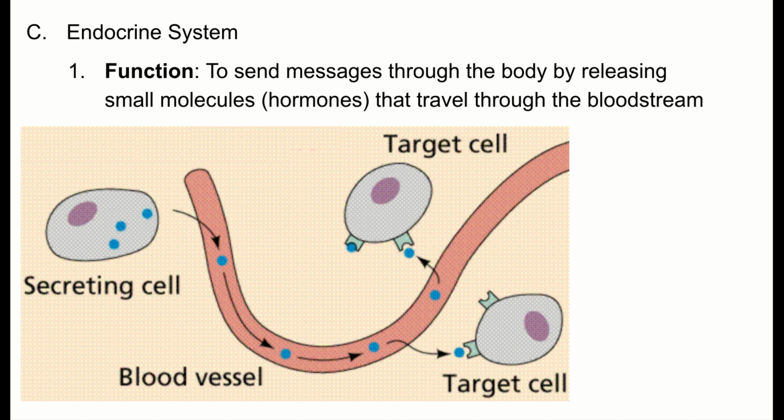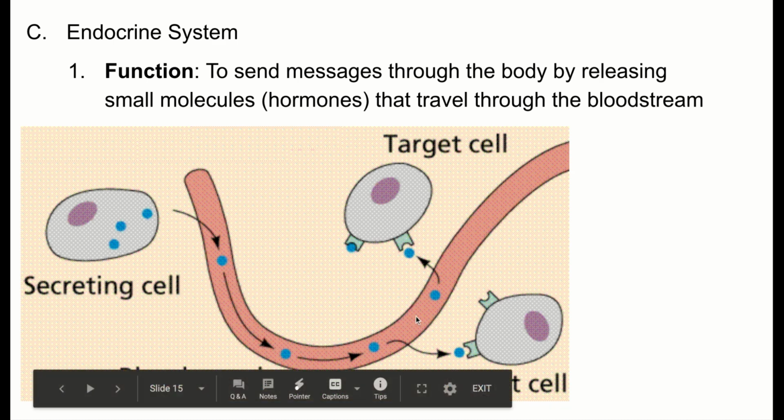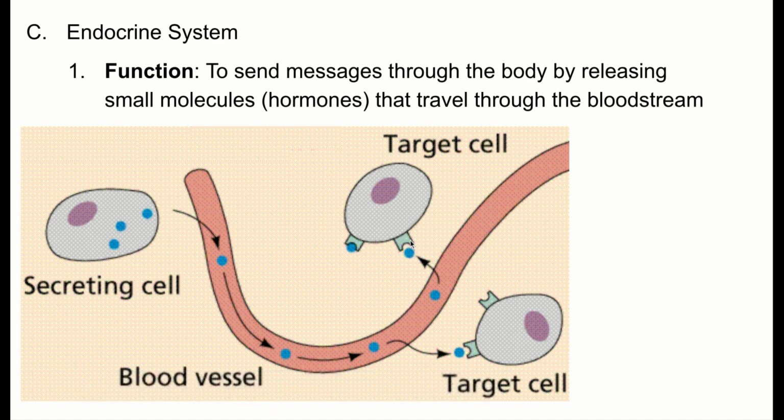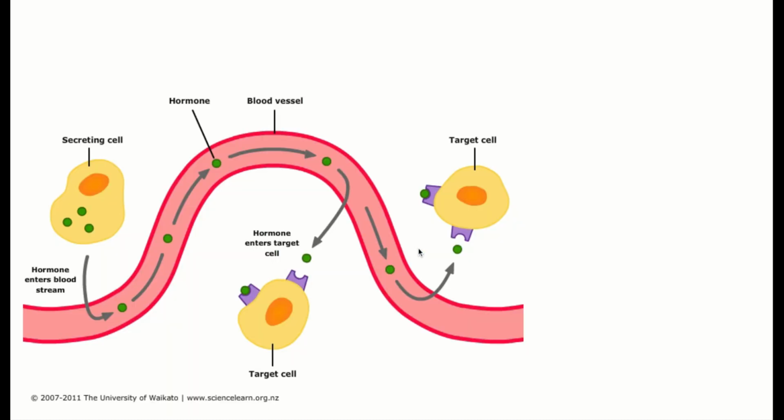Let's talk through it. We've got a secreting cell here that's making these little blue dots. Those are hormones, releasing them into the bloodstream. They travel, exit the bloodstream. And then look, they can physically connect to their target cell because their target cell has a little receptor on it that's specially shaped to accept that hormone.